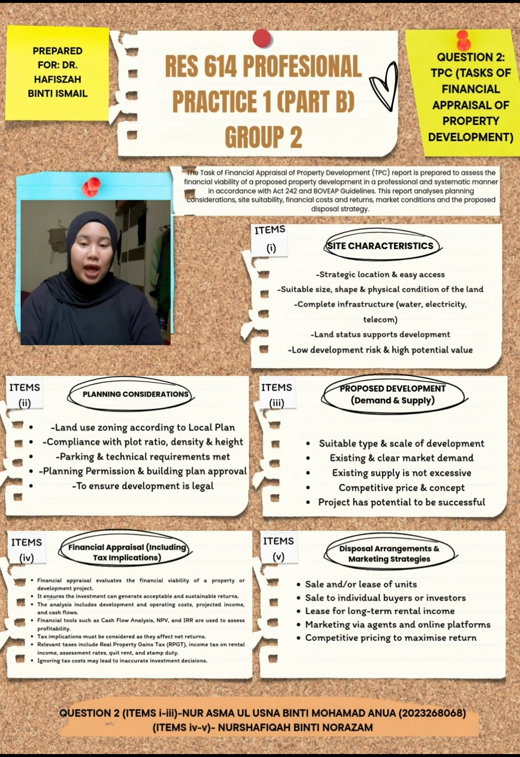For item 3, the proposed development is explained in terms of its scale, type and concept, supported by a demand and supply analysis. The demand analysis identifies target users and key demand drivers such as population growth, economic activity and employment opportunities in the area. The supply analysis examines existing and upcoming developments, competition levels and occupancy rates in the surrounding area.